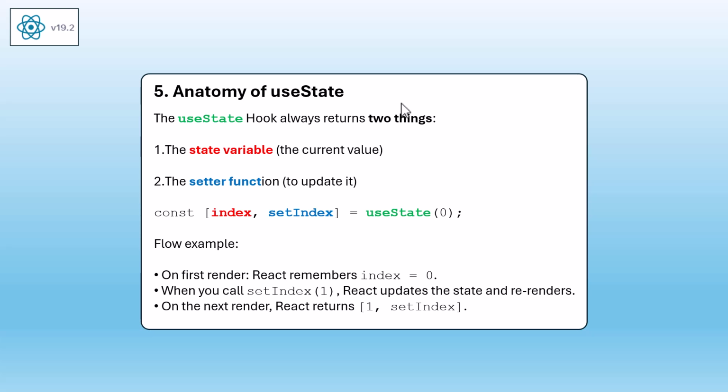5. Anatomy of useState. When you call useState, you're essentially asking React to remember a value for you. You give it an initial value, maybe 0, an empty string, or an object, and React keeps track of it between renders. React always returns 2 things. The current value you stored. The function to update that value and trigger a new render. The moment you use that setter function, React updates its internal memory of that value and re-renders your component, showing the new state on screen.